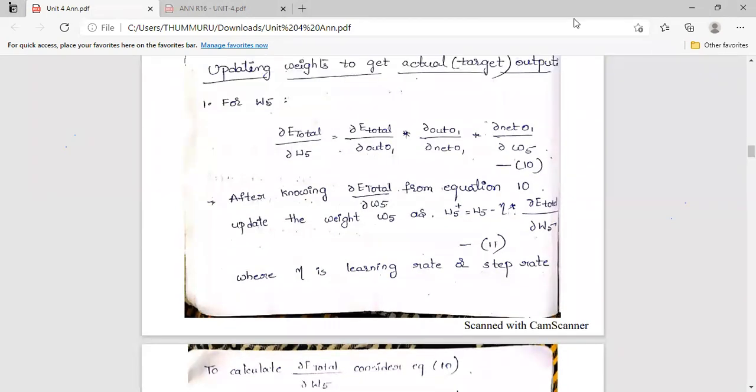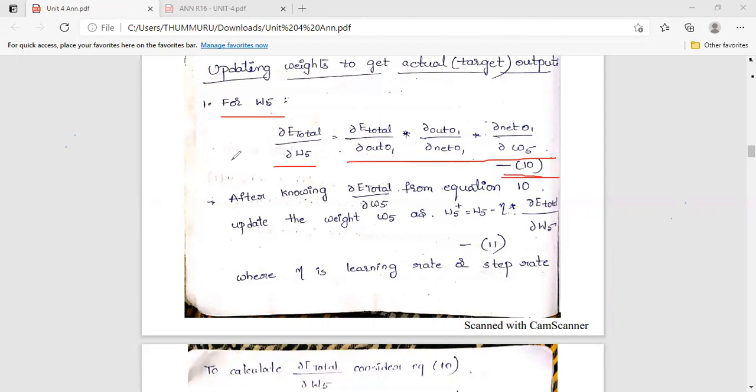So now if you want to update W5, this is the formula for updating the weight, and that is dou E total by dou W5. This total formula is split into three parts. The first part is dou E total by dou out O1, into dou out O1 by dou net O1, into dou net O1 by dou W5. This is formula 10.